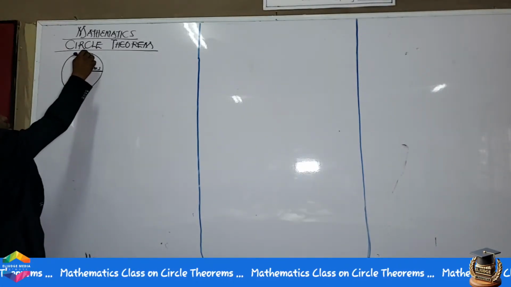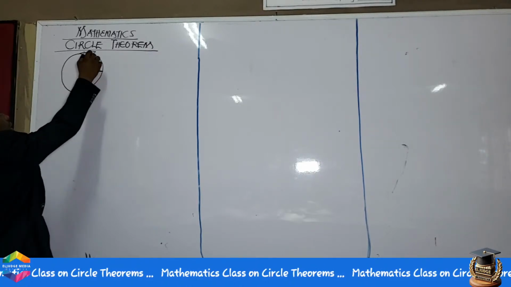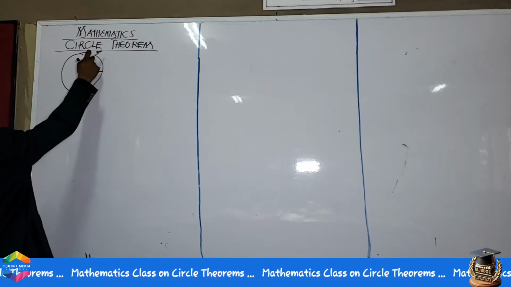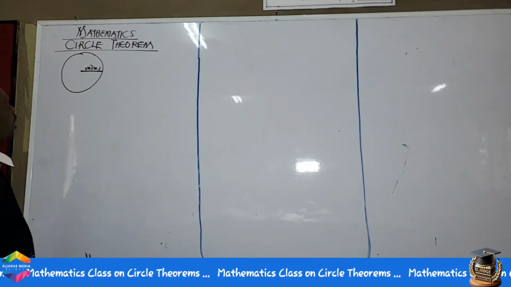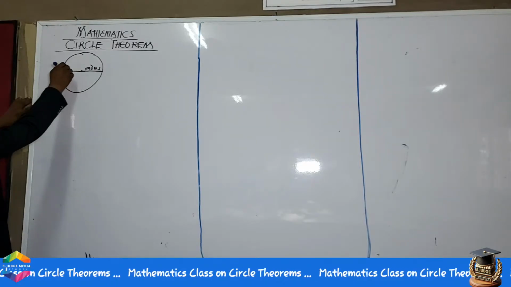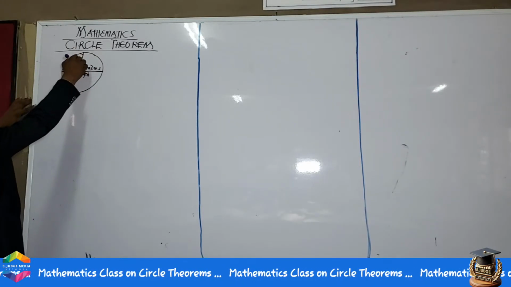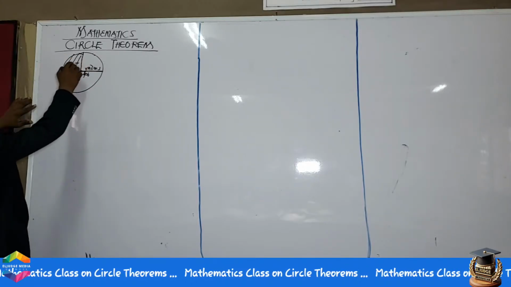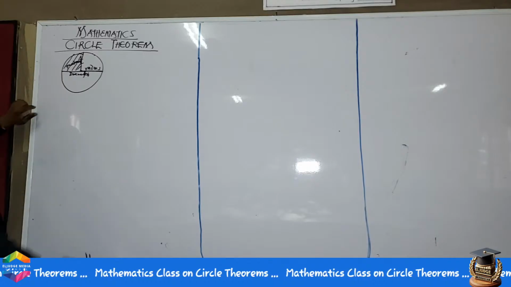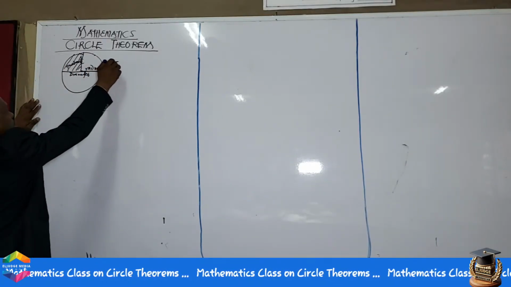And also we have a diameter. The diameter is a chord that passes through the center of the circle and touches two points on the circumference. When you have the diameter, we also have a quadrant. This is a quadrant. And this is the arc, this is the arc of the circle.